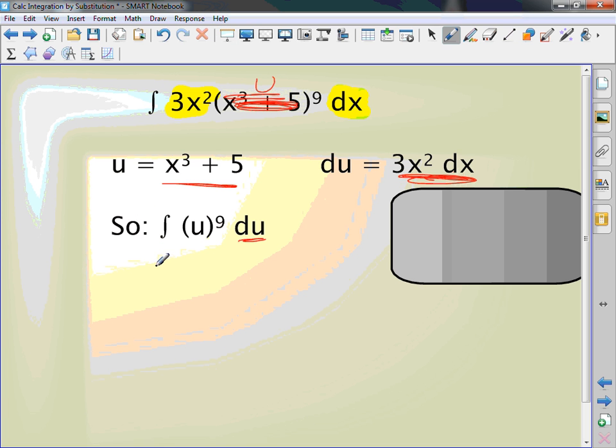What's the antiderivative of u to the 9th? u to the 10th over 10 plus c. Now I just put u back into the problem. So I have (x cubed plus 5) to the 10th over 10 plus c.